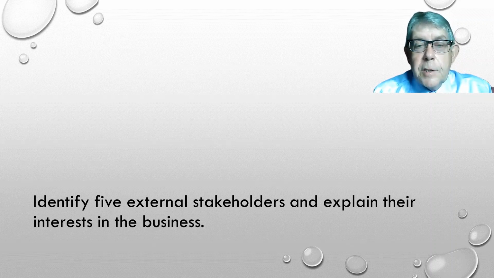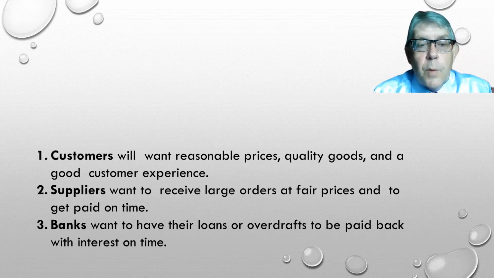Identify 5 external stakeholders and explain their interest in the business. Well, first one is customers. They will want reasonable prices, quality goods, and a good customer experience. Suppliers want to receive large orders at fair prices and to get paid on time. Banks want to have their loans or overdrafts paid back with interest on time.